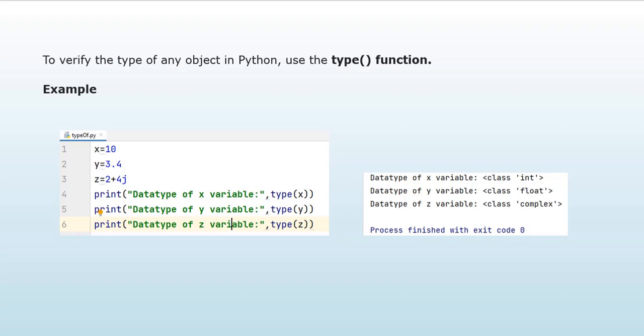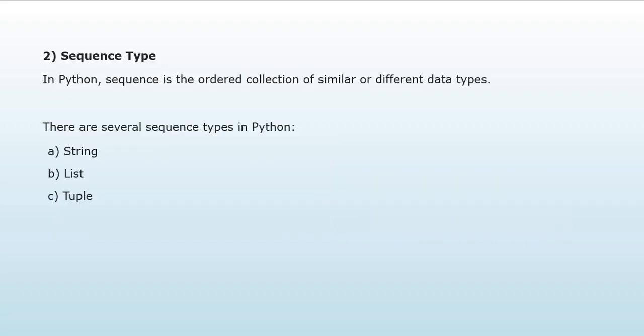Integer, float and complex. Okay, next one, the sequence data type. Now let's discuss the sequence type. In this category, again it is classified into 3. First one string, second one list, third one tuple. Now we will discuss one by one.